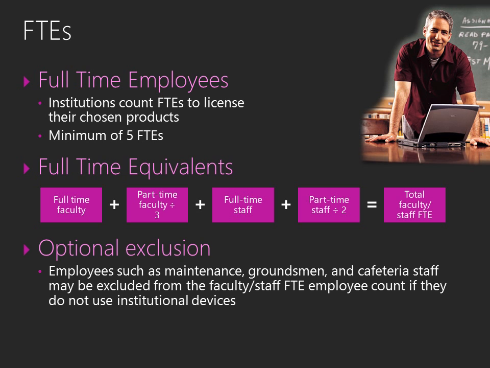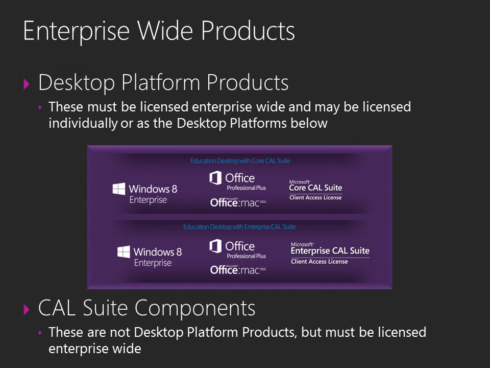Now there are optional exclusions on your FTE count, and you can see here employees such as maintenance staff, groundsmen, cafeteria staff. They can be excluded from that FTE count if they are not using institutional devices. So when you're purchasing through OVS, ES or EES, you have calculated your FTE count as discussed on the previous slide. You then have to license your FTE count with the desktop platform products.